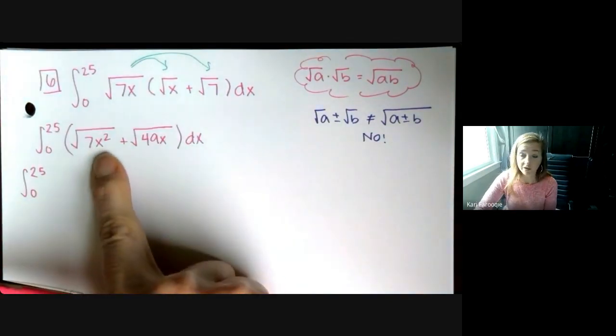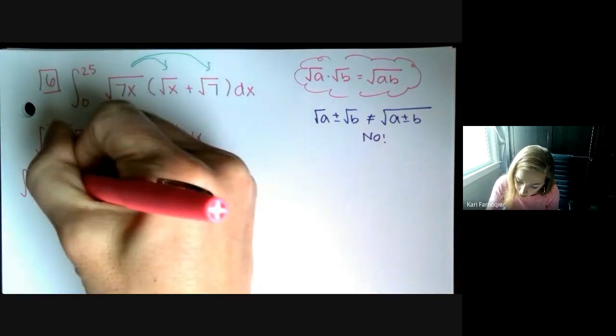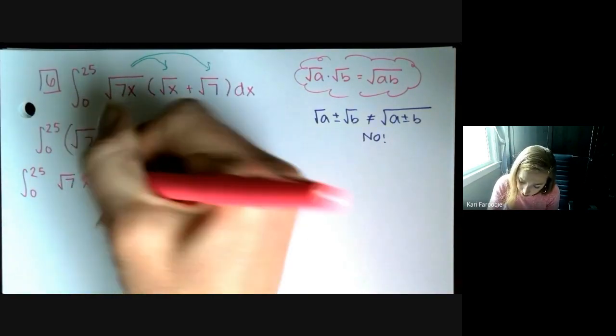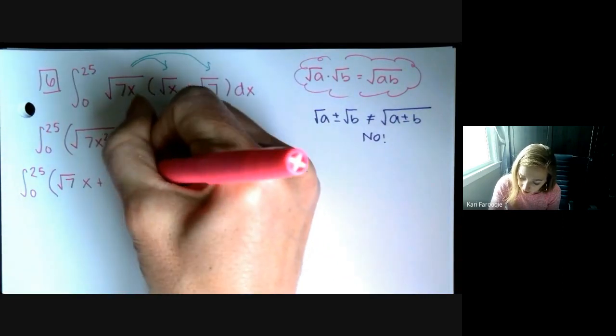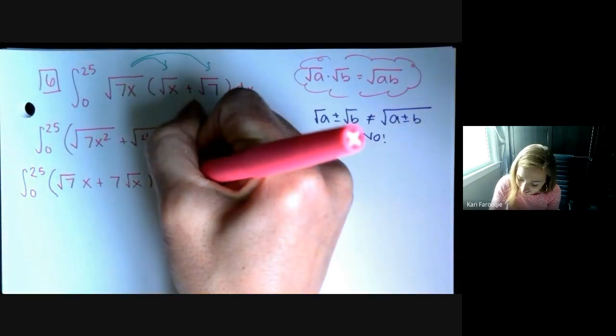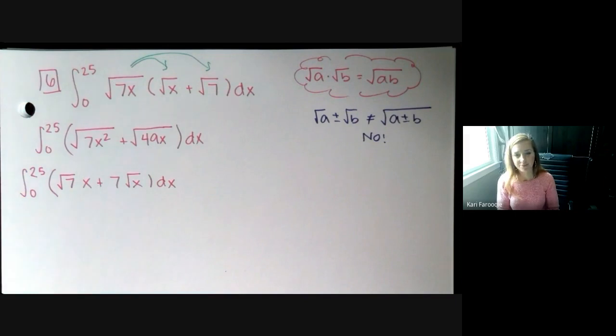So I can rewrite this again. The square root of x squared is x. So I'm going to write this as the square root of 7 times x plus 7 times the square root of x dx. So they look very similar, but they are not the same. But we multiplied them together.